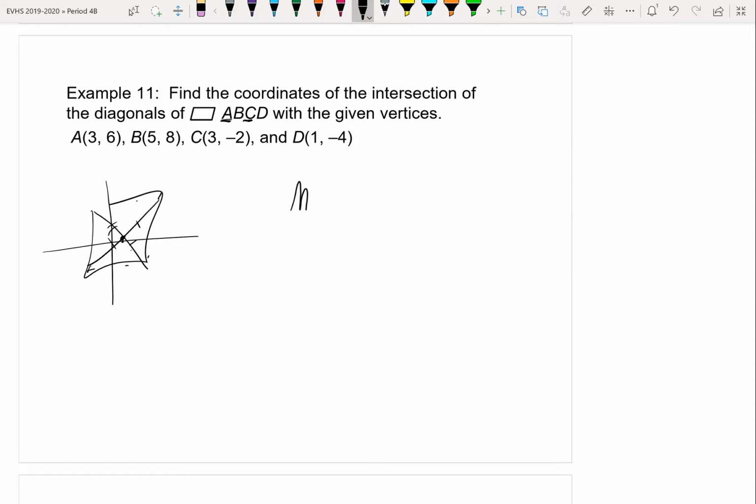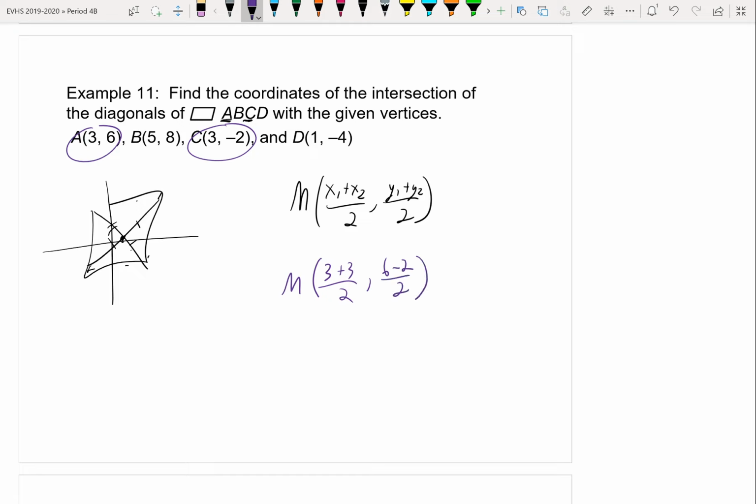So all I got to do is do my midpoint formula, which is x1 plus x2 all divided by 2, y1 plus y2 all divided by 2. And I'm going to do that with points A and C. So my midpoint occurs at x1 is 3 plus x2 is 3 all over 2, and then y1 is 6 plus y2, which is negative 2, all over 2. So 3 plus 3 is 6 divided by 2 is 3. 6 minus 2 is 4 divided by 2 is 2. So the intersection of my diagonals happens at point 3, 2.